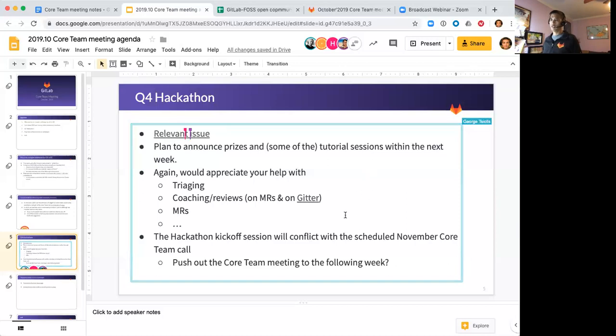Coaching and helping with reviews, not just on MRs but helping people out on Gitter, was obviously pretty successful. What I did notice is that the contributors channel on Gitter is now up to 340, 350. If you remember the first hackathon, we had like 40 people on there. Every time we do a hackathon, we seem to add quite a number of people. It's slowly becoming a forum where a lot of the contributors are helping and interacting with each other, so your presence there is very much appreciated.